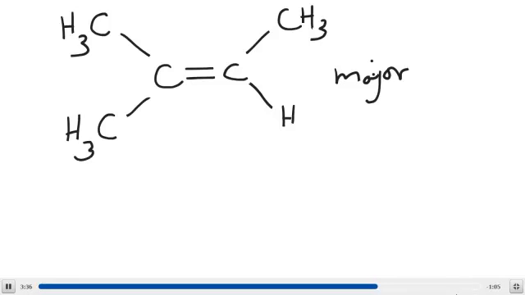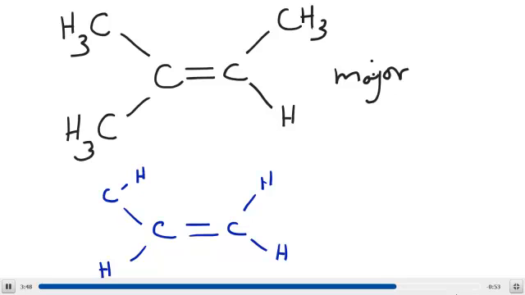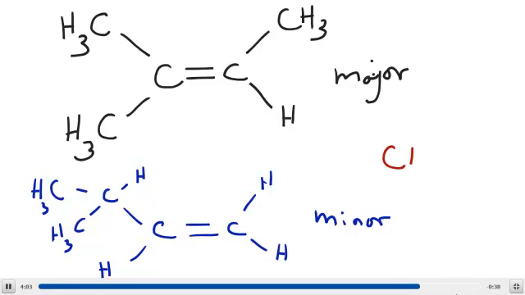The minor product is also possibly formed. And this would be our minor. And then you would also have methanol as the corresponding conjugate acid from this reaction. The major product is a more substituted alkene. As you can see in this case, it's tri-substituted. And the minor product in this particular case is a mono-substituted alkene.